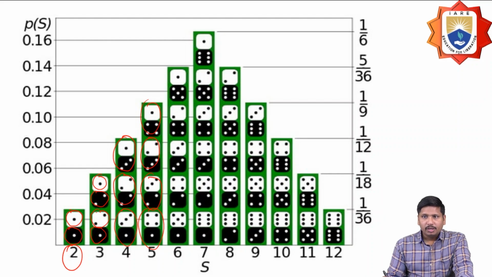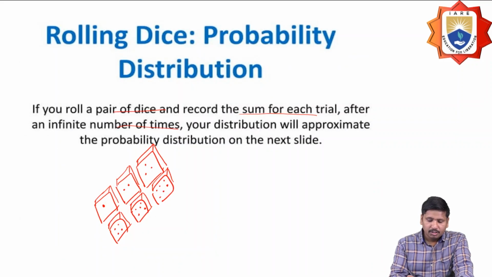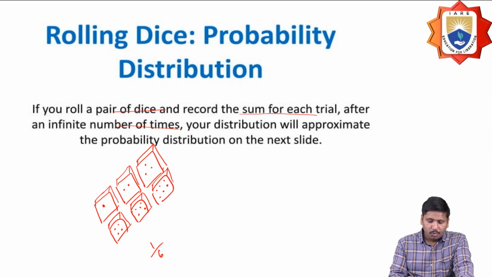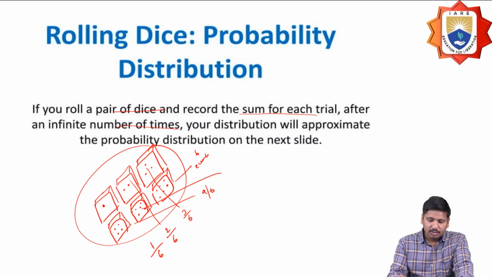How can we estimate these probability values? If I roll 2 dice, what are the 6 possibilities? So 1 by 6 into 1 by 6. I get the possibility of 6 events. The probability of obtaining 1 is 1 by 6, of getting 2 is 2 by 6, of getting 3 is 3 by 6, then 4 by 6, 5 by 6, and 6 by 6.